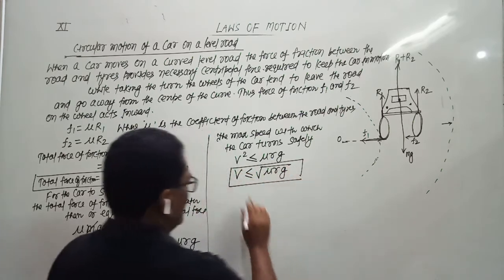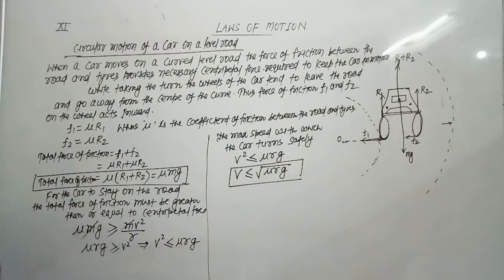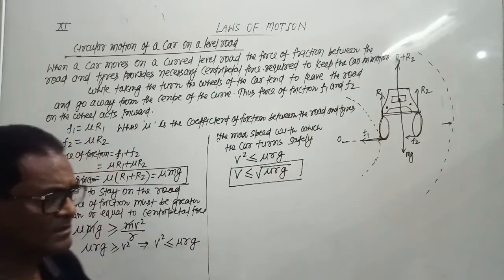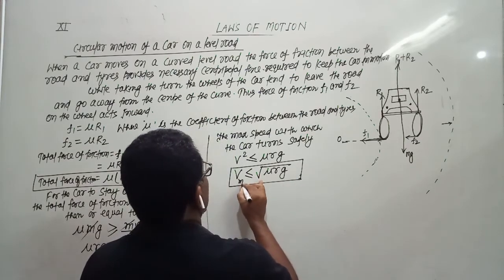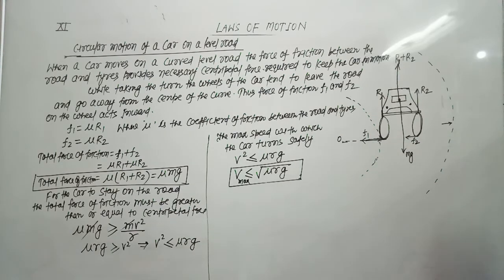So this is the maximum speed of the car, the maximum speed with which the car turns safely on a curved level road. It is also written as V maximum, the maximum speed of the car to turn safely on a curved level road.